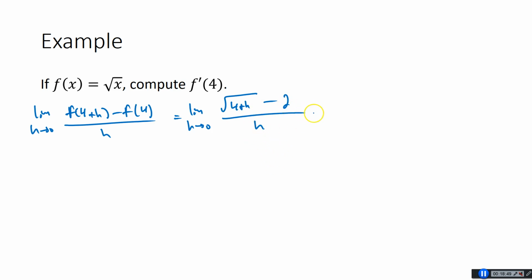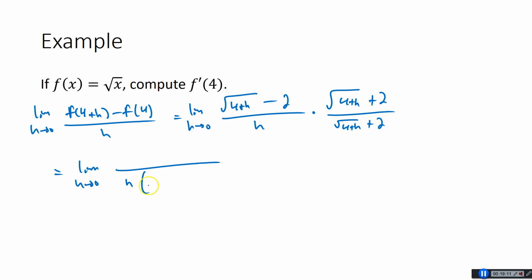Looks like we need a conjugate here. So I multiply by root 4 plus h plus 2 over root 4 plus h plus 2. So I'm not changing anything, just multiplying by 1. The bottom I am going to leave factored. I am not going to distribute in the h, because if you do, it gets lost. And our goal is to cancel the h, so I'm going to leave it outside. So on the bottom, we'll still have h times root 4 plus h plus 2.